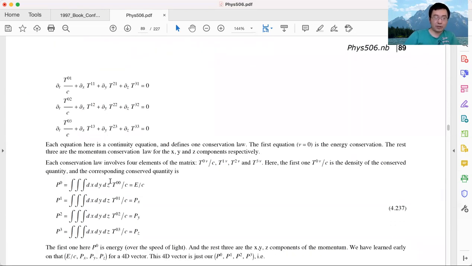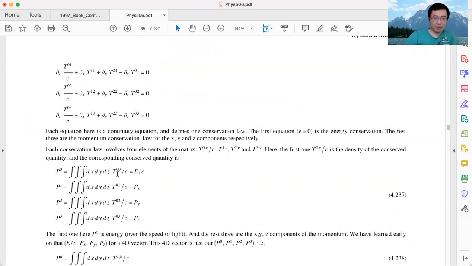Okay. And once we understand the energy and momentum density, we can do a spatial integral. We can do a spatial integral for T00 divided by speed of light, T01 divided by speed of light, etc. After this integral, the first component gives me energy over the speed of light. The rest 3 give me momentum x, momentum y, momentum z. And as we learned early on, this is nothing but the 4-dimensional momentum. So the 4-dimensional momentum is nothing but the spatial integral.